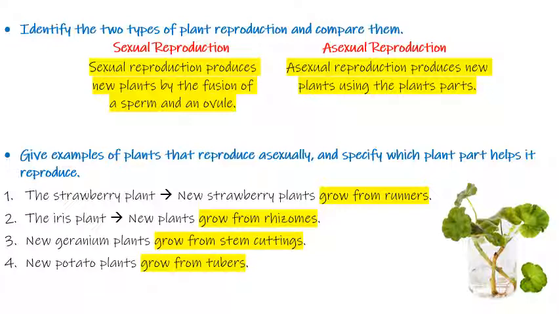So again, asexual reproduction happens when we get new plants using the plant's parts. No need for the flowers. We cut a piece of the plant and then we get new plants. Or the stems of the plant give or make new plants.